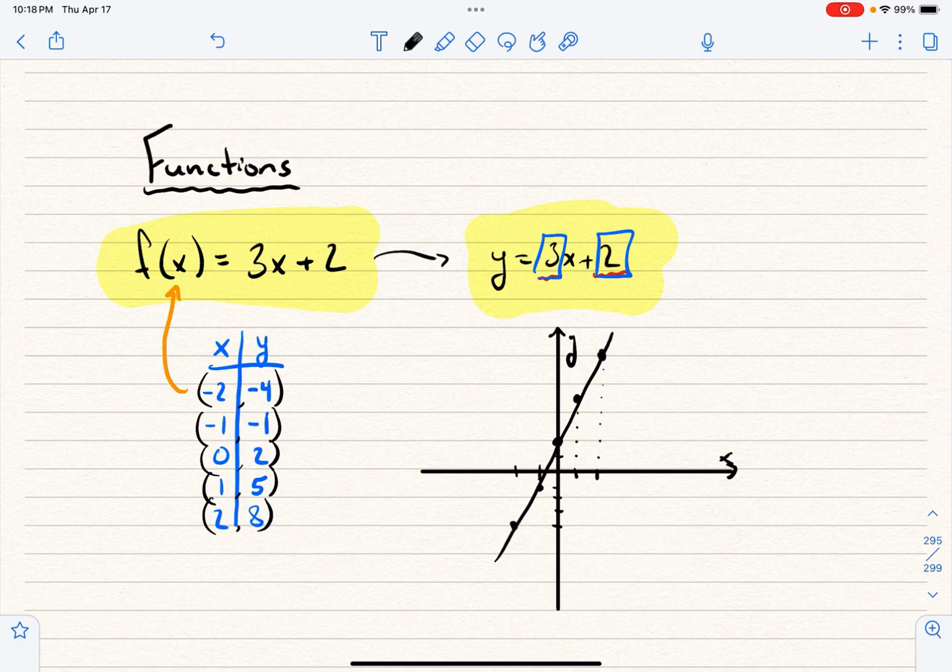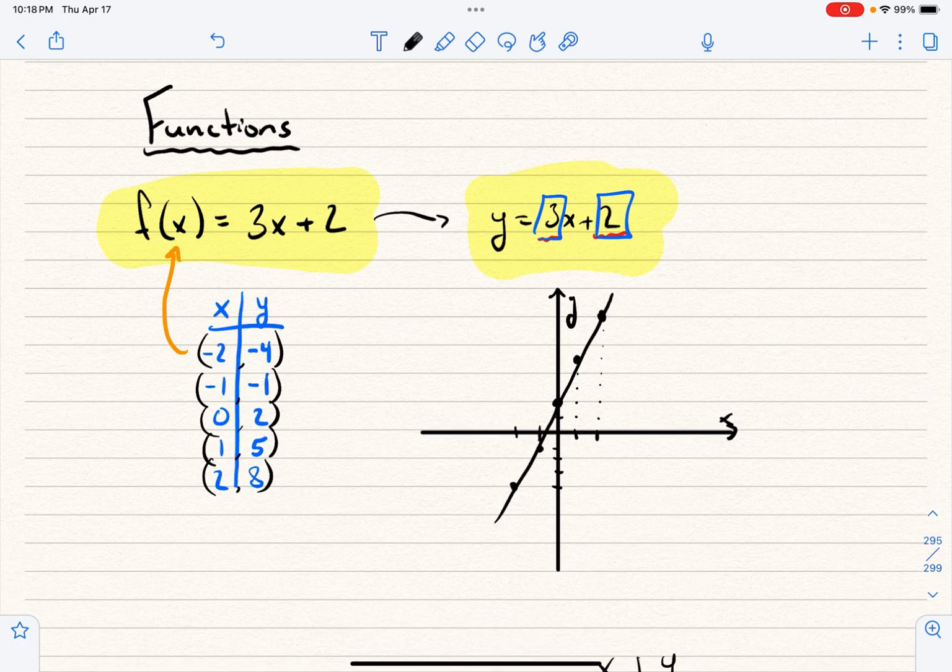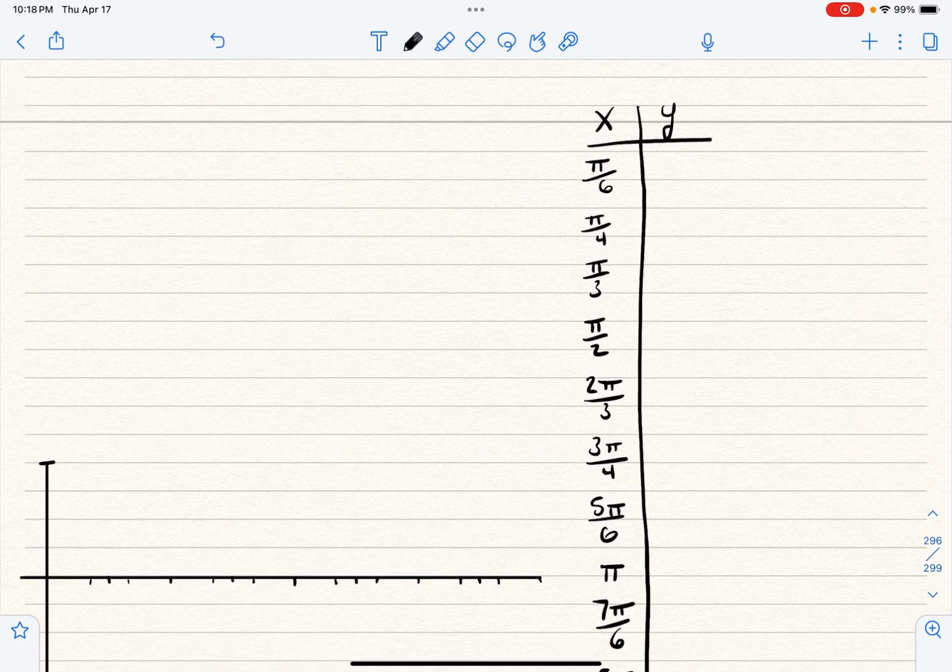Something you guys could do blindfolded, upside down, while you're sleeping underwater. It's so easy. But what we're going to do now is take that idea and apply it to trig. So let me tell you. What if I said our function of x is now equal to sine of x, or in other words, y is equal to sine x.